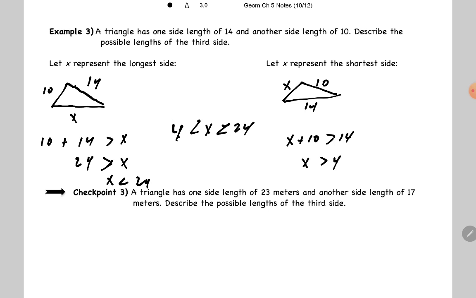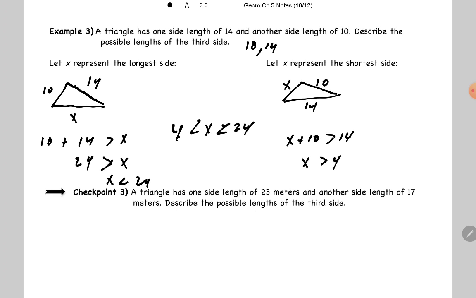So what we did here is we have two side lengths, 10 and 14, and we want to know the possible lengths of the third side. We know that if we add two sides, it can't be shorter than the third side. So we have only two combinations here. We can do X plus 10, which needs to be bigger than 14, and 10 plus 14, which needs to be bigger than X.